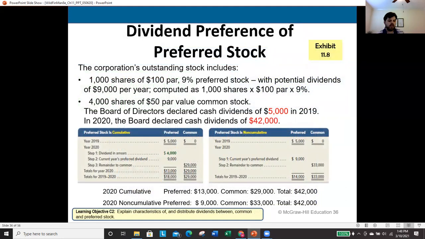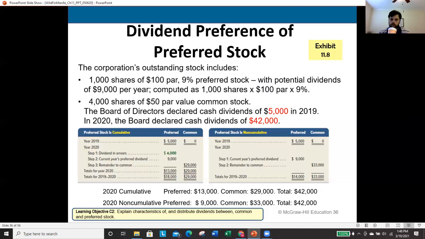Now, if we have the dividend preference for a preferred stock, we see that the corporation's outstanding stock includes 1,000 shares of $100 9% preferred stock with potential dividends. Notice potential dividends of $9,000 per year. This is the 9% times the $100 par value per share times the 1,000 shares. And of course, we have the 4,000 shares of $50 par value common stock. Now, if the board of directors declared cash dividends of $5,000 in 2019, and in 2020, the board declared cash dividends of $42,000, how does this work?